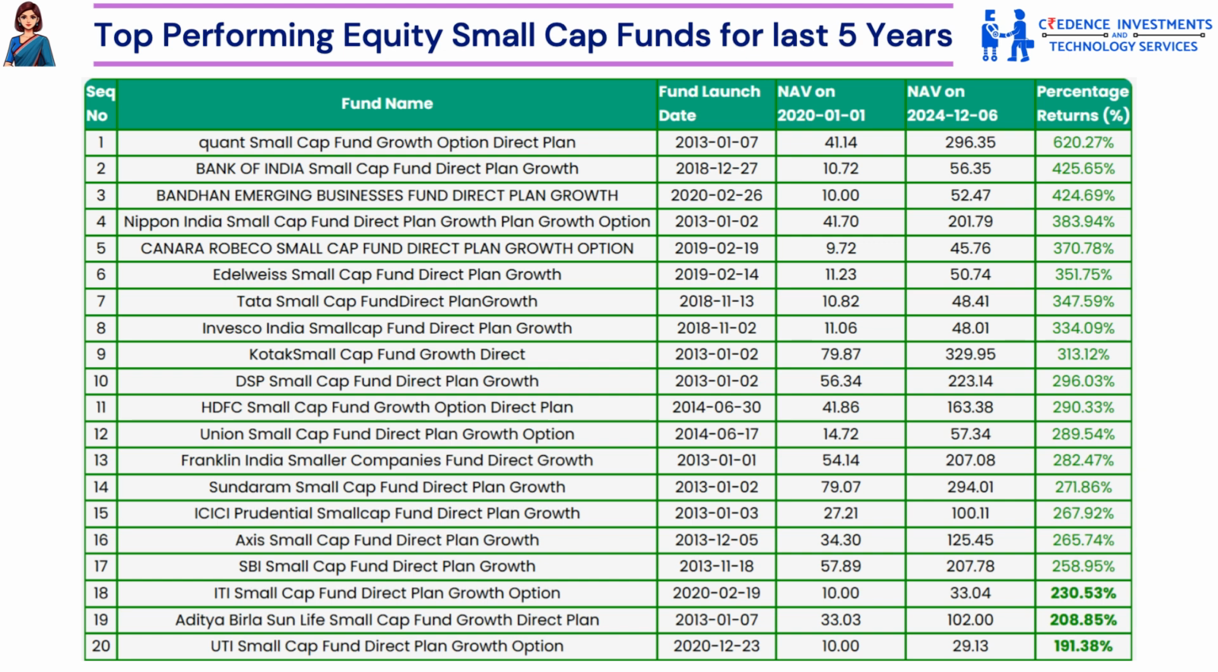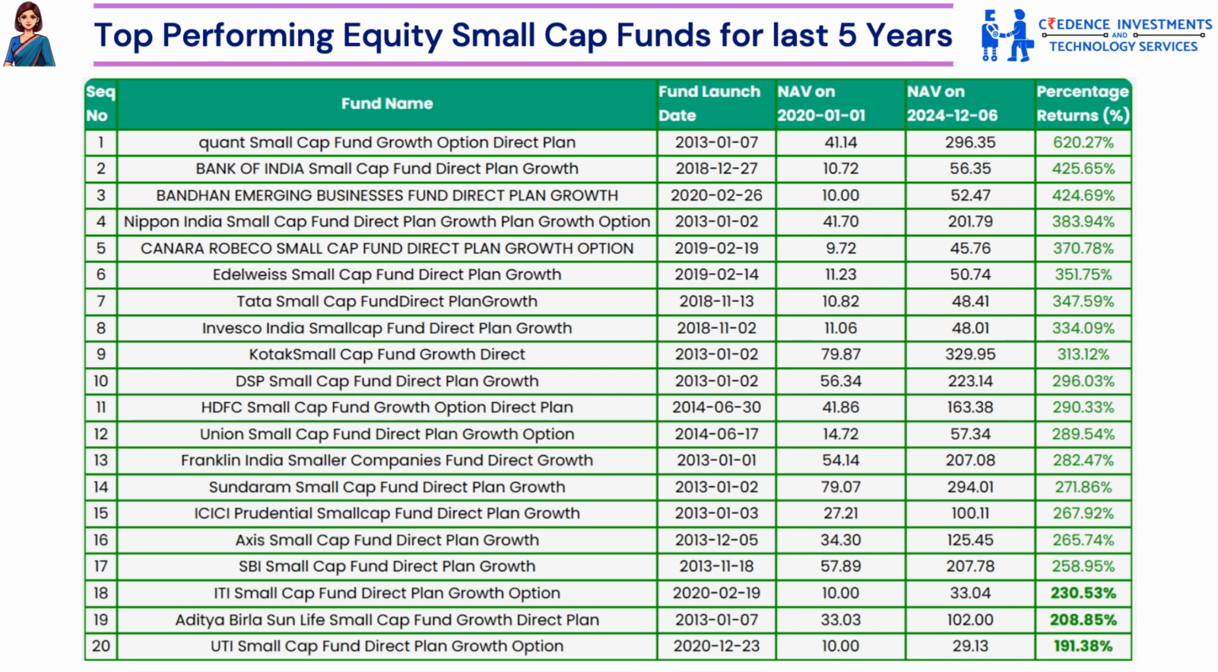Observations. 1. Older funds, launched before 2015, such as Quant, Nippon, DSP, Kotak, and Sundaram have shown superior long-term growth. 2. Newer funds like Bandhan and ITI Small Cap have gained momentum despite their recent launch dates. 3. High NAV growth funds like Quant and Kotak suggest strong portfolio strategies, while diversified funds like Nippon and Franklin India Smaller Companies Fund provide stability.